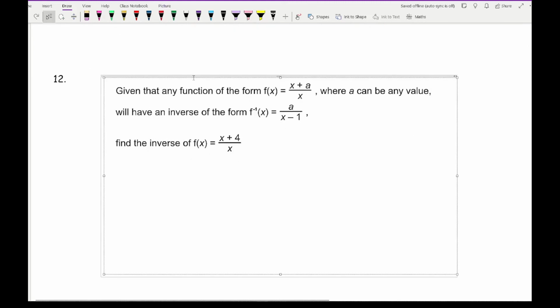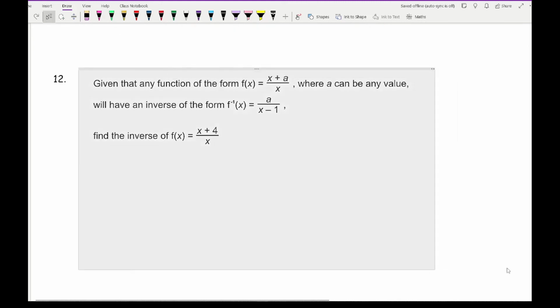Moving on to question 15. Let me just reposition that so we've got it on the screen. It says, given that any function of the form f of x equals x minus a over x, where a can be any value, will have an inverse of the form f inverse of x equals a over x minus 1. Find the inverse of f of x equals x plus 4 over 4.